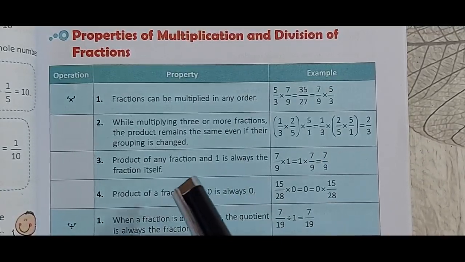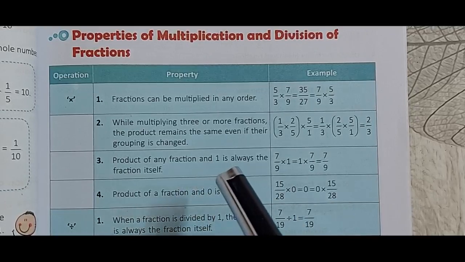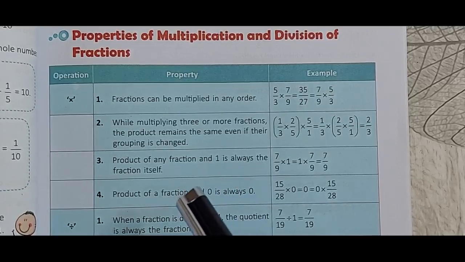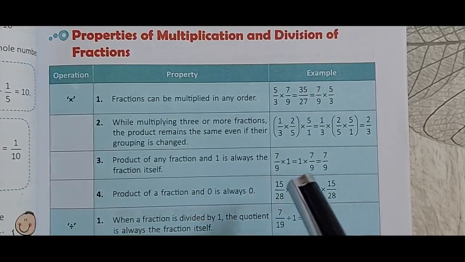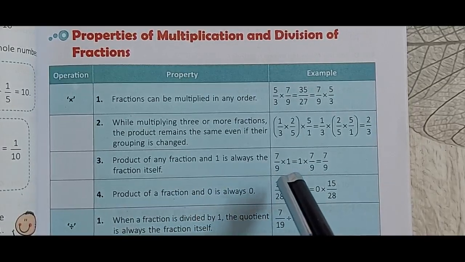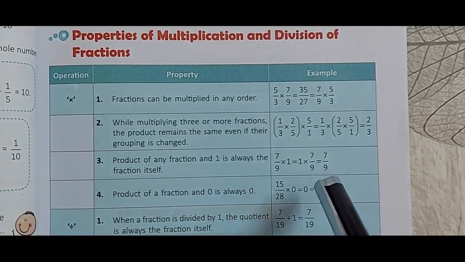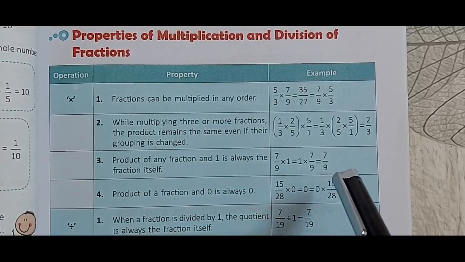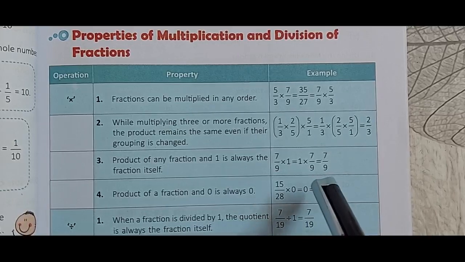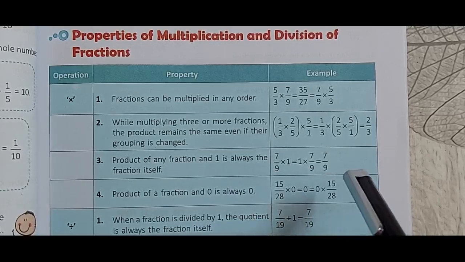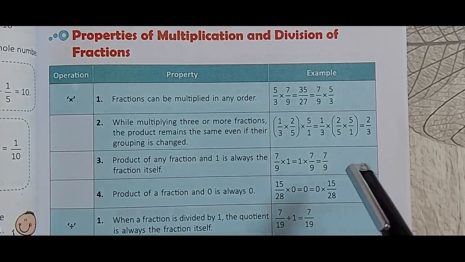Next is product of any fraction and 1 is always the fraction itself. So if we are multiplying 7 by 9 into 1, we get the same answer, that is 7 by 9. Also vice versa, 1 into 7 by 9 will also give you 7 by 9.